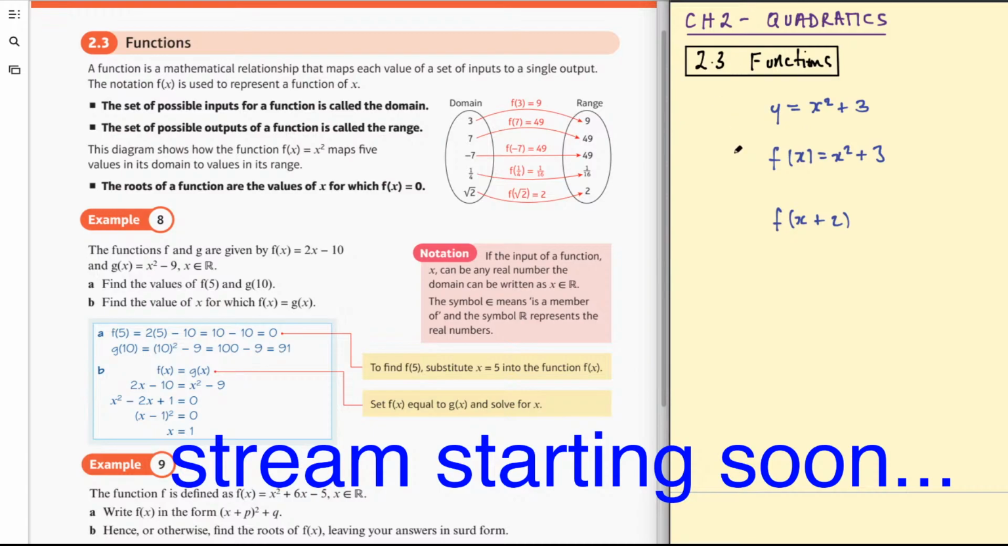The second thing is... I've forgotten what I was going to say now.